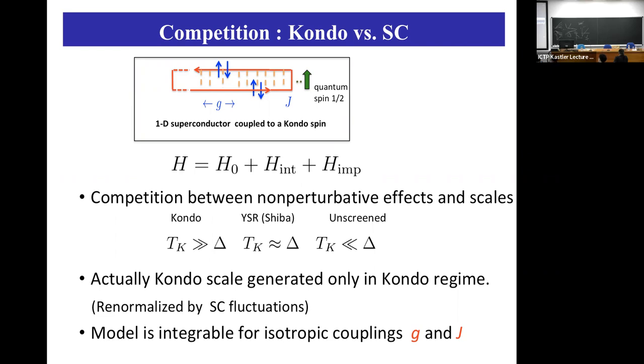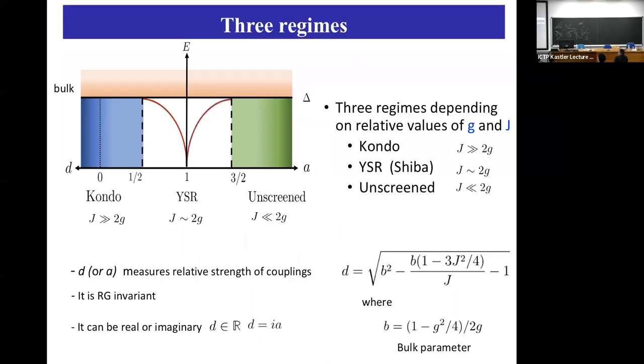Actually, I'm lying here a little bit because TK is generated only in this regime, in the Kondo regime. In the Shiba phase and in the unscreened phase, there is no Kondo effect and no TK. What we have then instead is these three different phases. Here in the Kondo phase, J is very large compared to 2G. A renormalized Kondo effect takes place. It's not only the Kondo effect, but it's renormalized by the quantum interaction in the bulk. And TK takes different values.